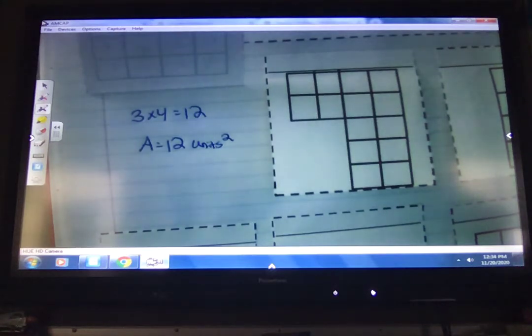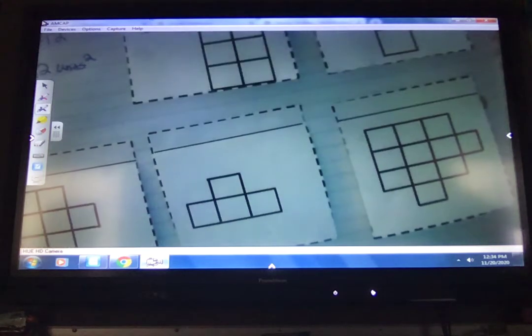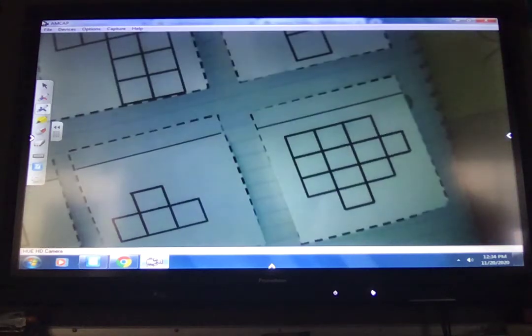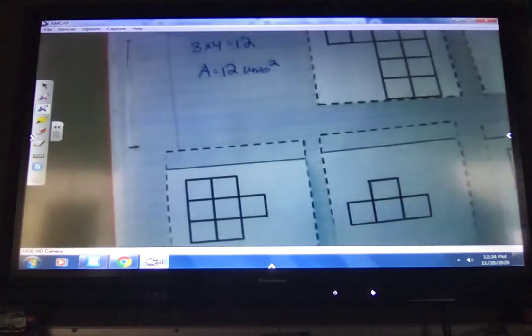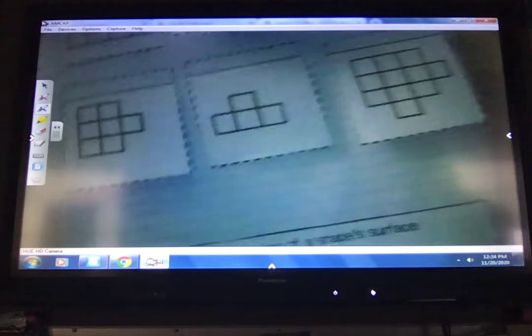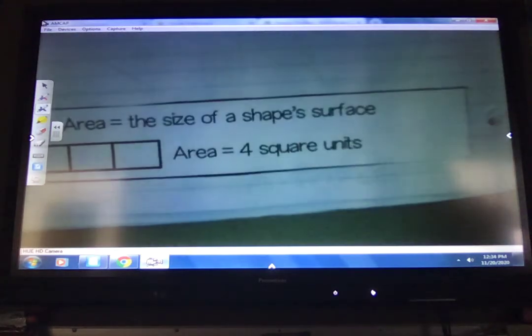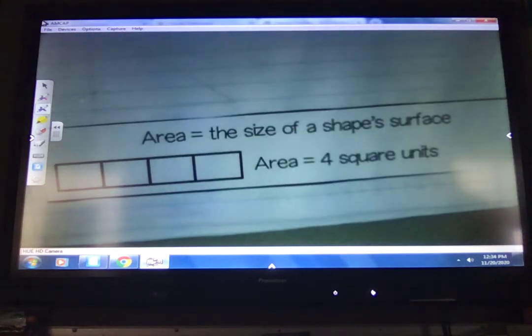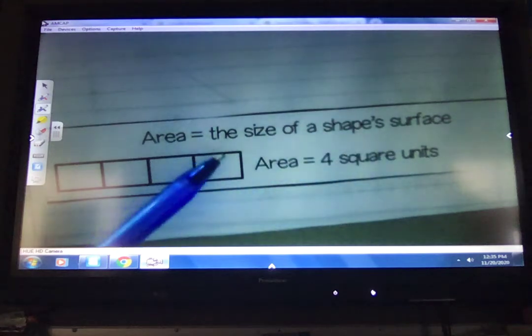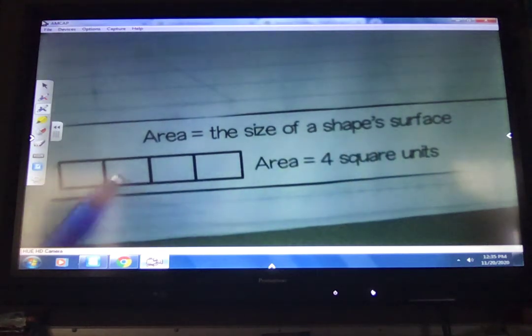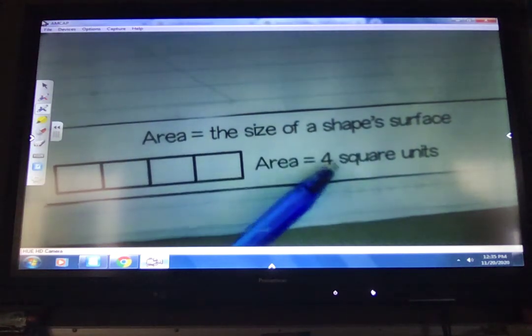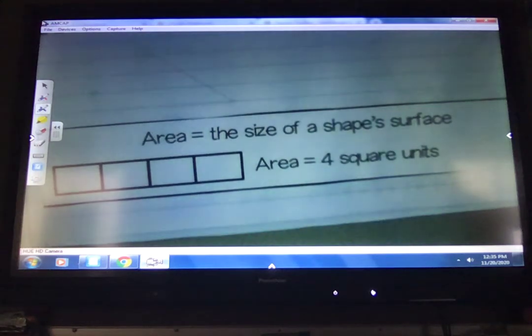Okay, so I think you can handle this page without me. Just count those squares and label them units squared or squared units, just like you see down here on the example at the bottom. Area is the size of the shaped surface. You're filling in the shape. So this one has 1, 2, 3, 4. So look at your answer, 4 square units. Remember that little floating 2 means square.